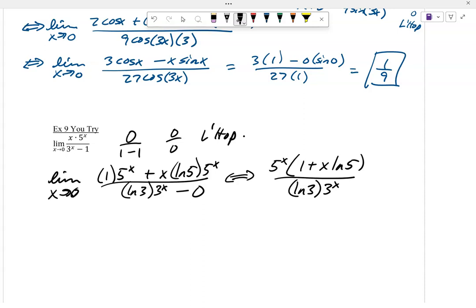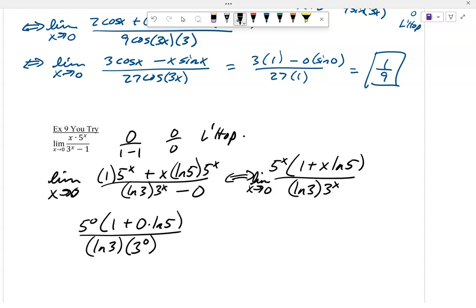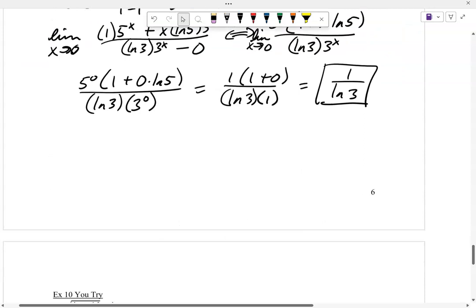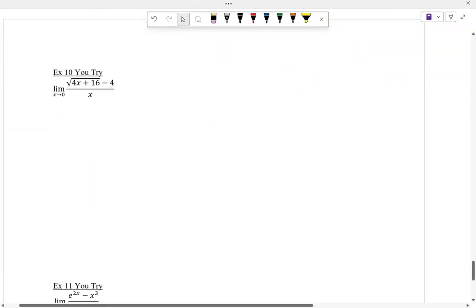And notice if I throw 0 in now, right, I have a limit as x approaches 0. So I got 5 to the 0, 1 plus 0 times ln of 5 all over ln of 3 times 3 to the 0. Well, 5 to the 0 is 1. ln of 3 times 1. And so we've got 1 times 1 is 1 over ln of 3. And so that's our solution on that one.